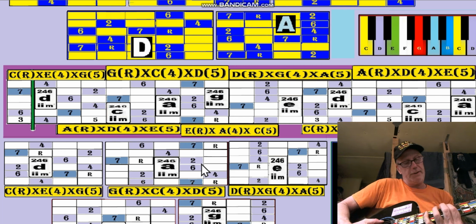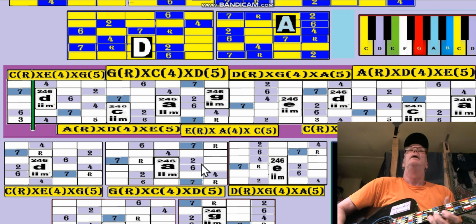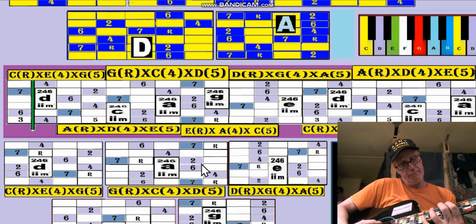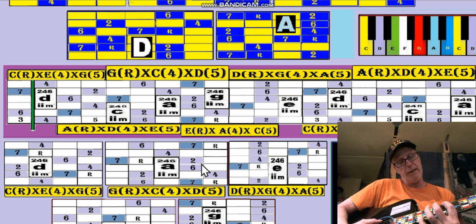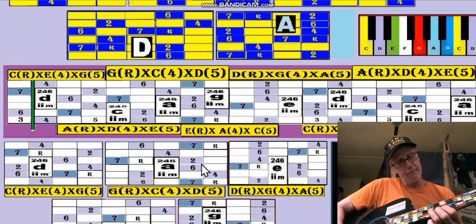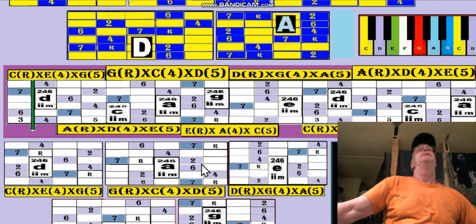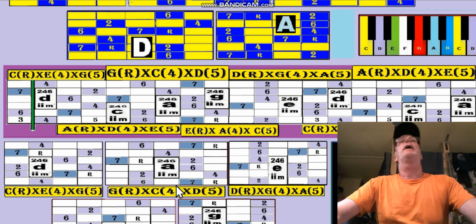So they play the G and the C and the D. Now this one down here, that was from the D. The D in the 5th position. So that's how that works.